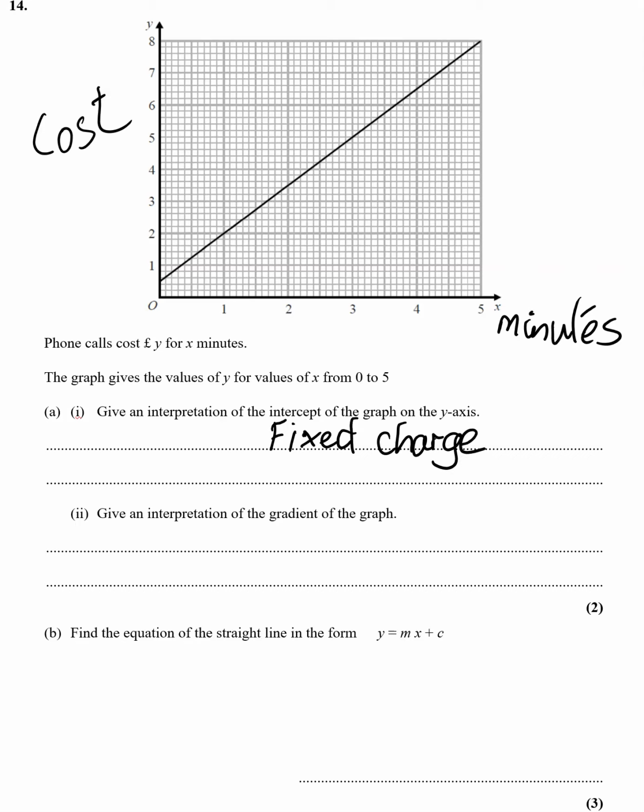Now, interpretation of the gradient of the graph. Well, the longer you spend on the phone, the more it costs. So the gradient is basically how much it's going up every time you go across one. So it is the cost per minute.